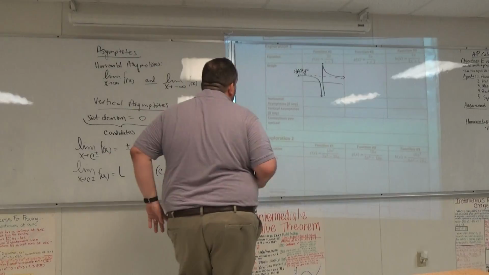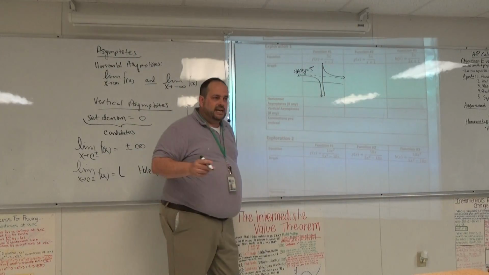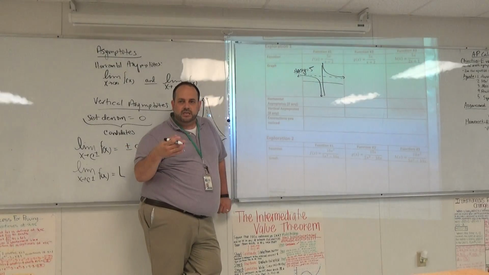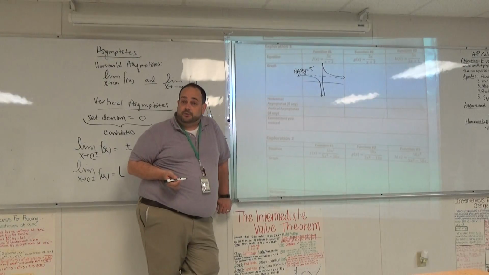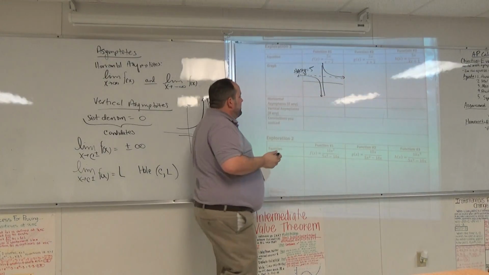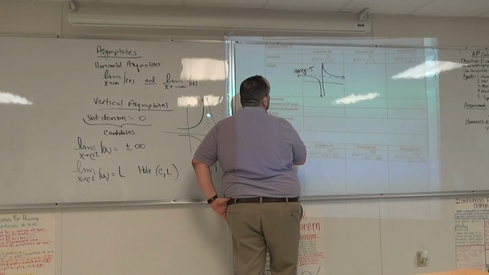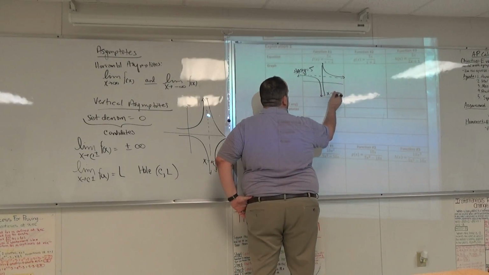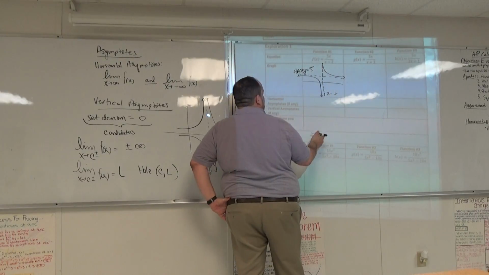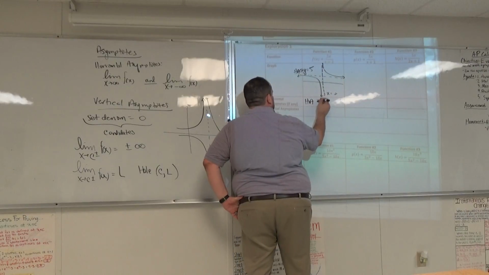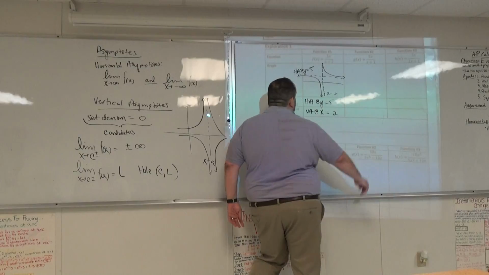What are we going to get? If you're actually testing values with your calculator, you should see that you're getting closer to 5. Do I have evidence from the graph that I have a vertical asymptote? Yes. Okay, and that vertical asymptote is where? X equals 2? At x equals 2? Mm-hmm. Okay, my apologies. So it looks like I've got a horizontal asymptote at y equals 5. It looks like I've got a vertical asymptote at x equals 2.